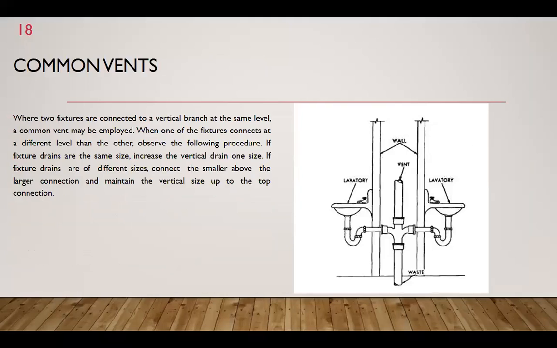Common vents, where two fixtures are connected to a vertical stack at the same level, a common vent may be employed. When one of the fixtures connects at a different level than the other, observe the following procedure. If fixture drains are the same size, increase the vertical drain one size. If fixture drains are of different sizes, connect the smaller above the larger connection and maintain the vertical size up to the top connection.